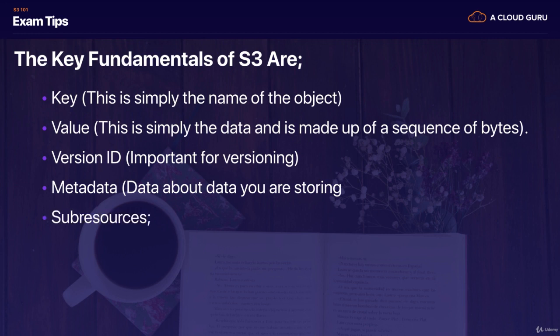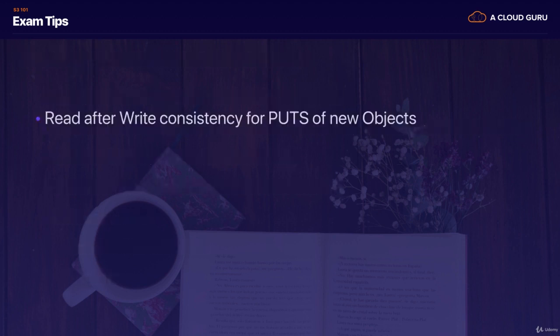We then have some sub-resources within here. So we've got access control lists and torrents. And that access control list basically is the permissions of that object. And you can lock each object down individually. So you can do it at a bucket level, and you can also do it at an object level as well. We're going to cover that off later on in the course.